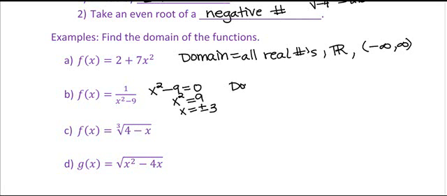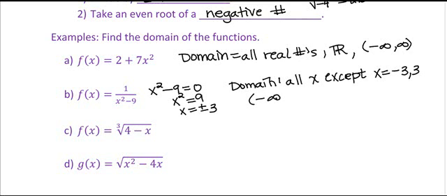So we could write the domain here as all x except x is equal to negative 3 and 3. Now if you wanted to write that in interval notation, we have to take out the negative 3 and 3. So you can think about the whole number line with a hole at negative 3 and 3. So that would mean we would have all the values between negative infinity and negative 3, all the values between negative 3 and 3, and then all values to the right of 3.